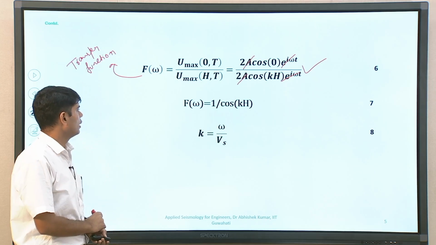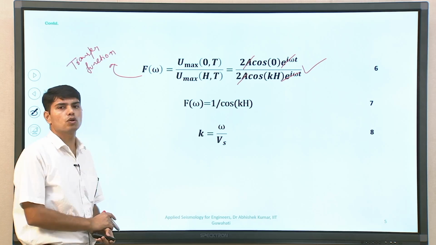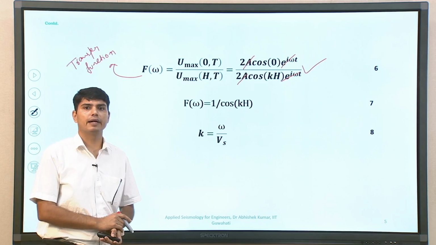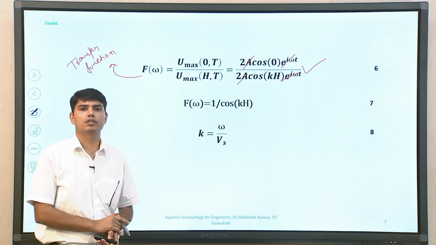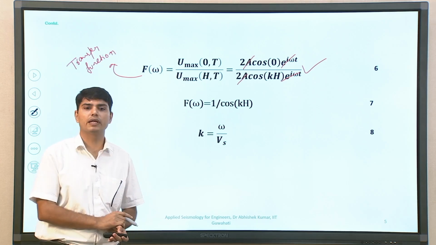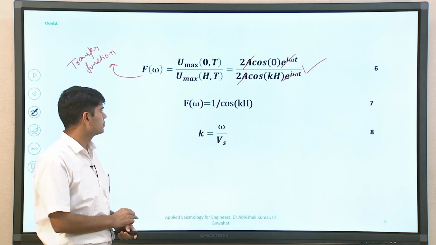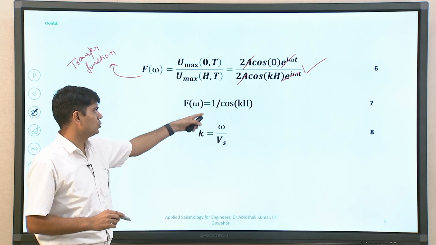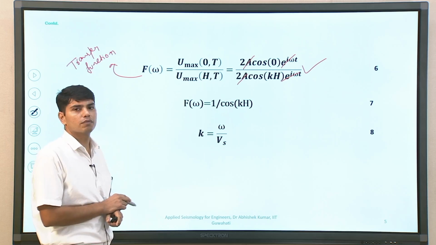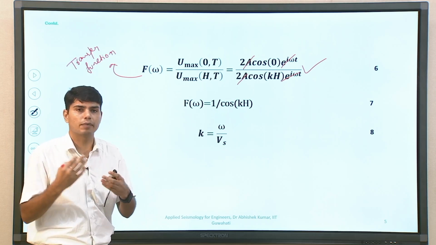And remember, the value of k, which is given in equation number 7, is basically the ratio of operating frequency in radian per second divided by the shear wave velocity of the medium of interest. So, using this particular ratio omega over Vs, I can define how much is the value of wave number. Once that wave number is known to you, or you can directly put the value of k equals omega over Vs times h in this particular equation, you will be able to determine it.